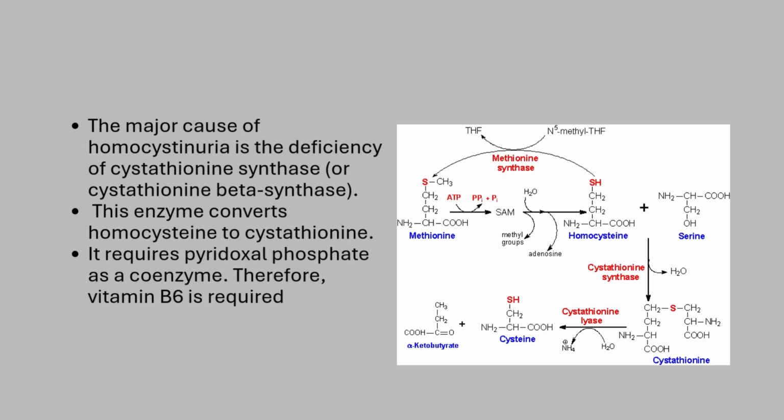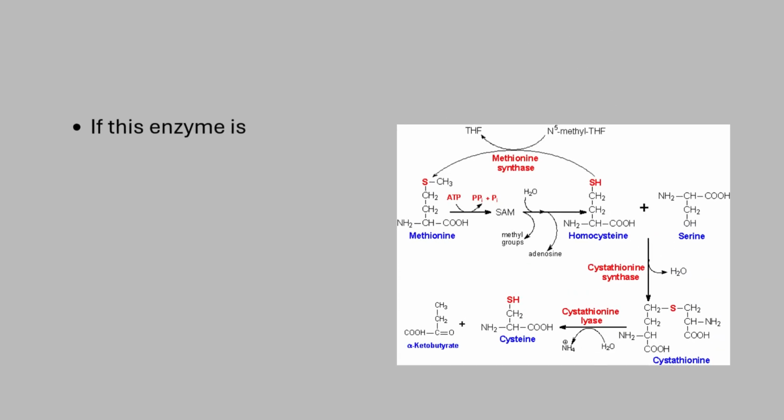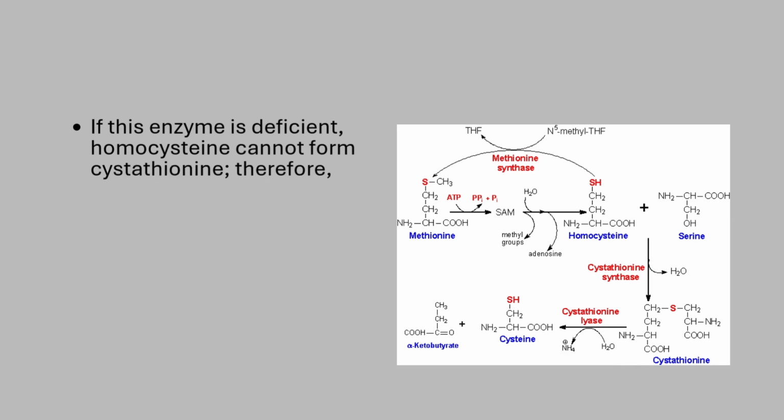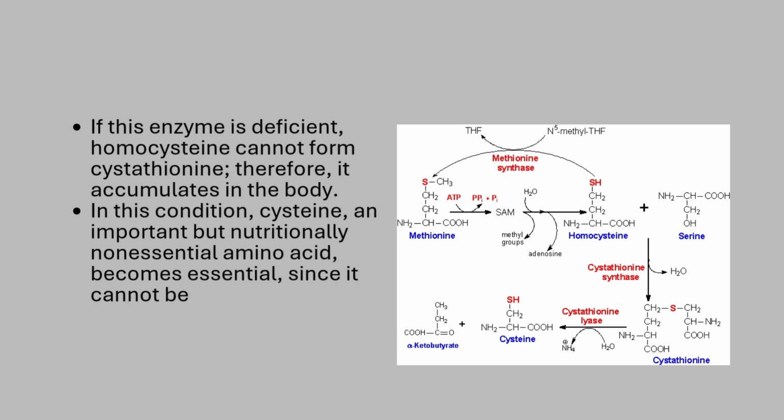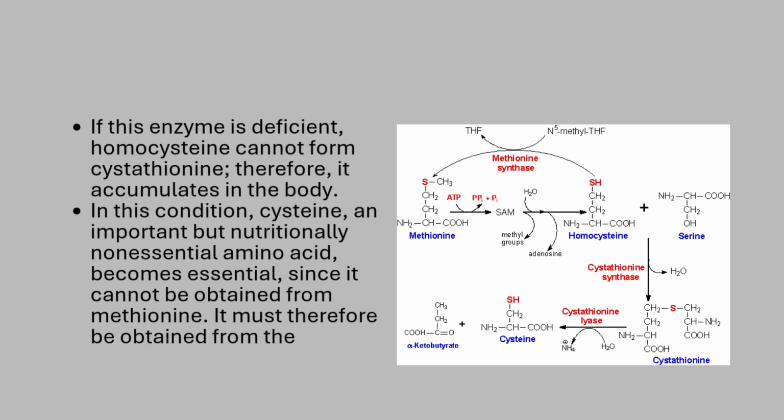It requires pyridoxal phosphate as a coenzyme. Therefore, vitamin B6 is required for this reaction step. When this enzyme is deficient, homocysteine cannot form cystathionine. Therefore, it accumulates in the body. In this condition, cysteine, an important but nutritionally non-essential amino acid, becomes essential, since it cannot be obtained from methionine. It must therefore be obtained from the diet.